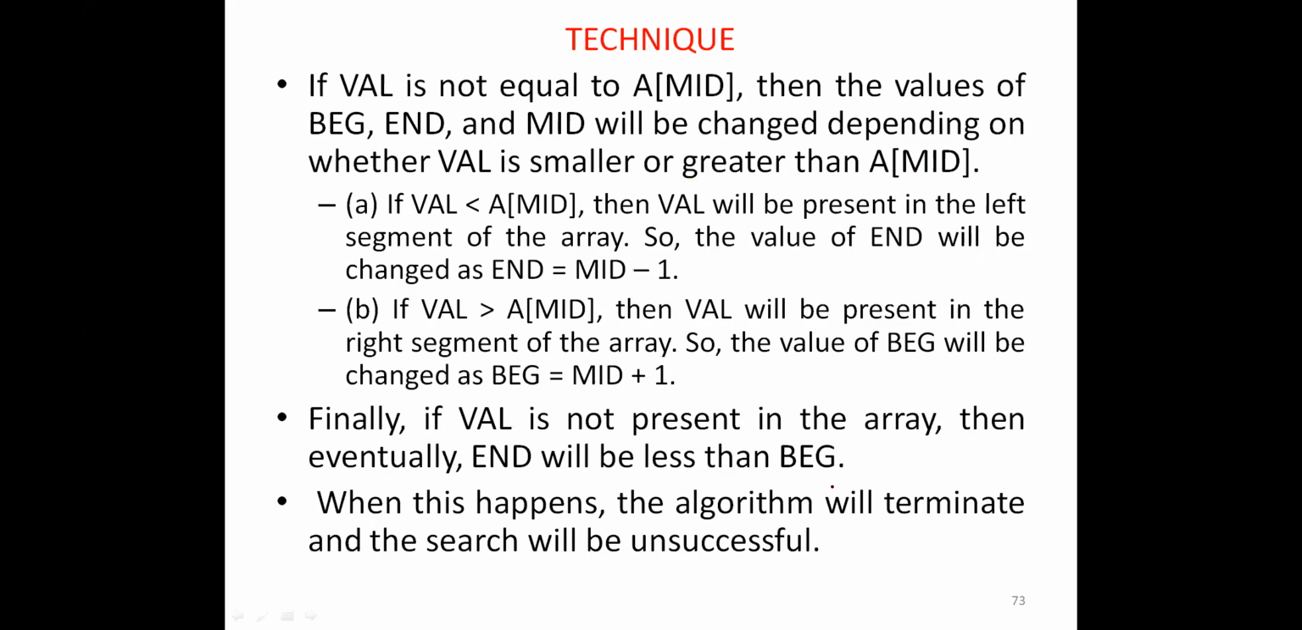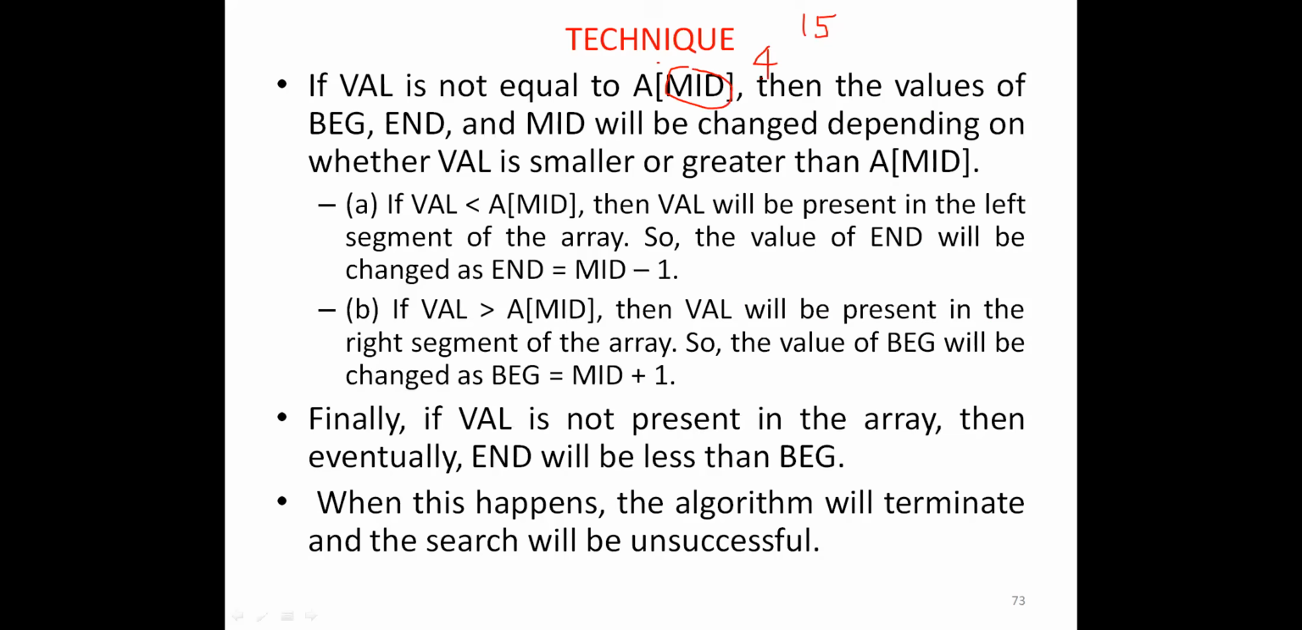So this is the technique. If the value is not equal, very first I have found the middle element. As in our case, the middle index is 4. A of 4, I'm going to search 15, for example. I'm going to search for the element 15 in the given array. The first step: I will calculate the middle index. Now I found that it is 4.